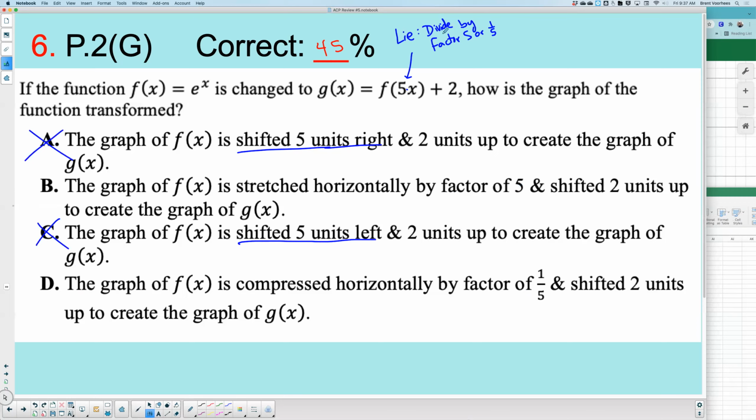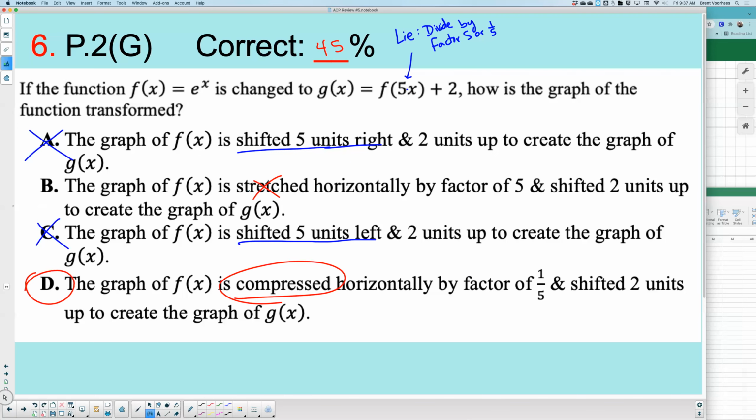What is happening when you divide a number? Does it stretch it or shrink it when you divide a number? Just think any number. Pick. What's your favorite number, Josue? 9. If you divide a 9 by 5, does it get bigger or smaller? Smaller. It shrunk. So is it going to be stretched or compressed? Compressed. So the answer is D.